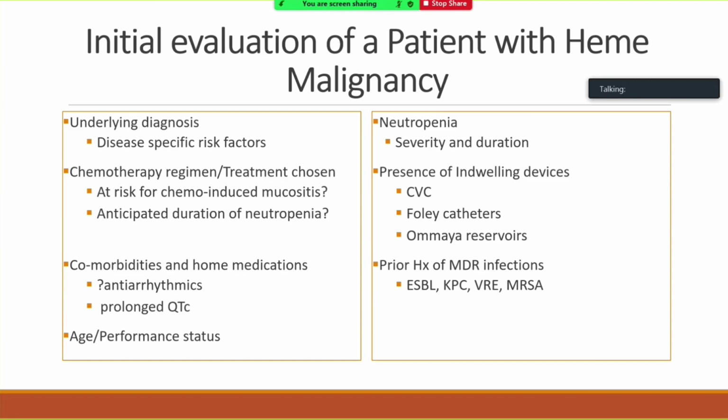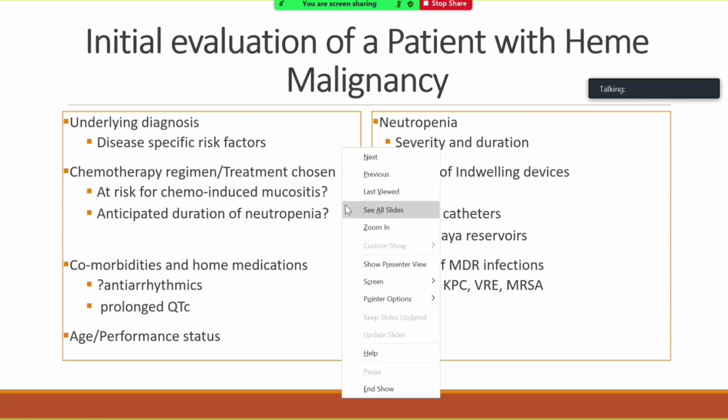And then go on to the right side. The presence of indwelling devices puts patients, of course, at higher risk for catheter-associated infections, no matter which catheter it is, the CVC, PICC line, Foley, and so forth. I'll go on to the next slide.